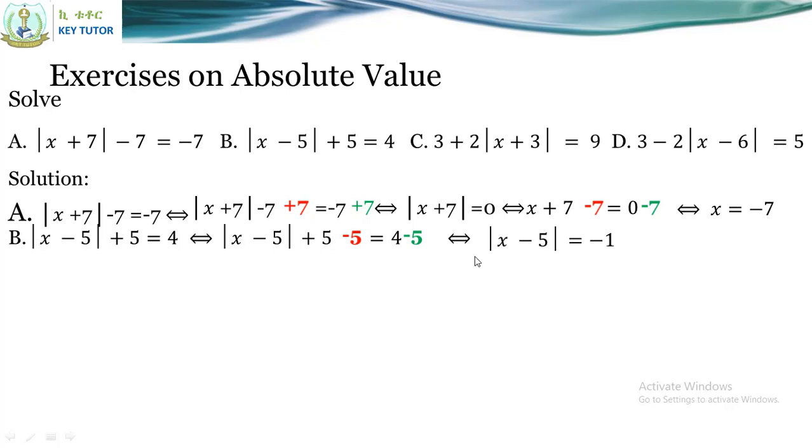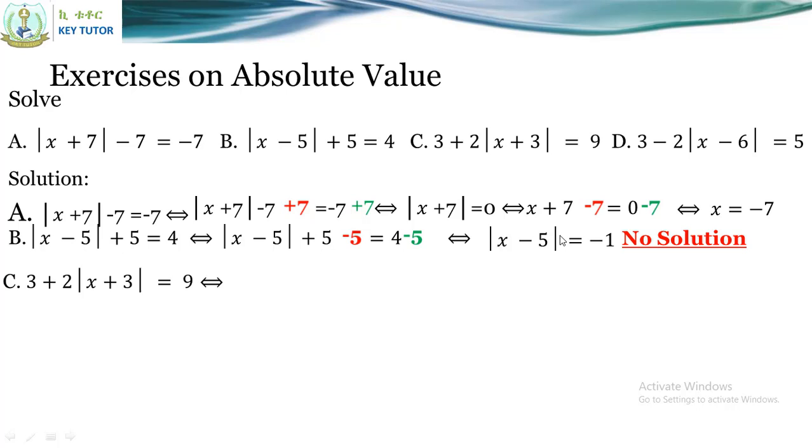Now, right here, you don't go further. On the left side, you have the absolute value of x minus 5. On the right side, it is to be equal to negative 1. So whatever is in the absolute value, we cannot get it to be negative. The case is a no solution case. That's it. Now let's go to 3 plus 2 times the absolute value of x plus 3 is equal to 9.